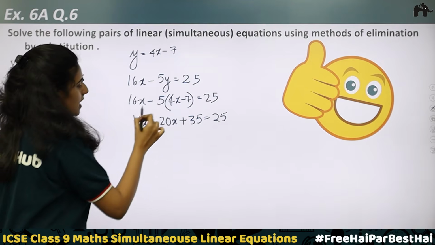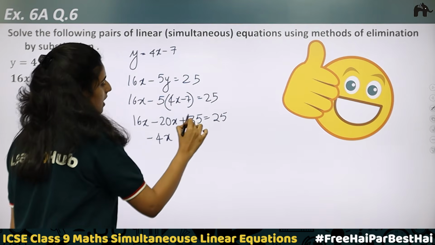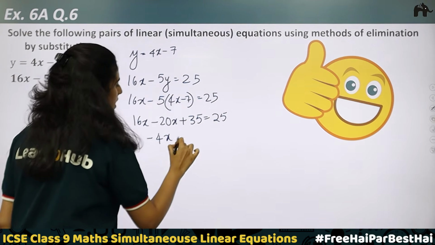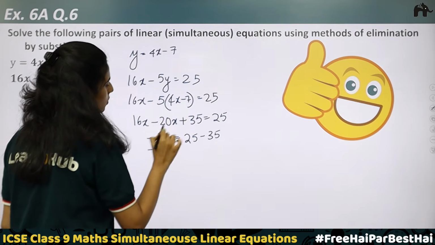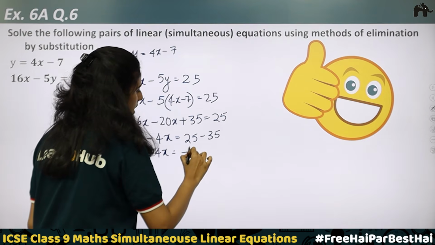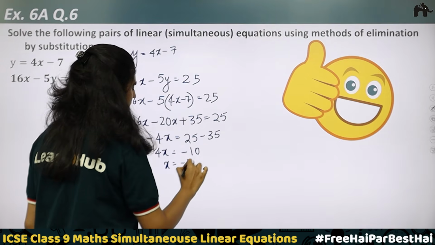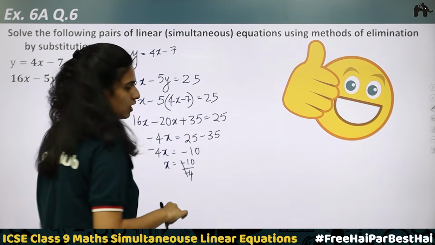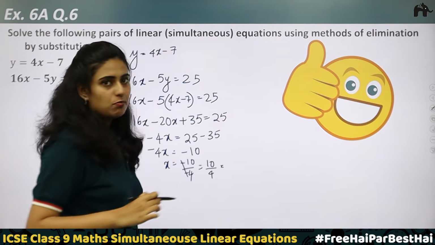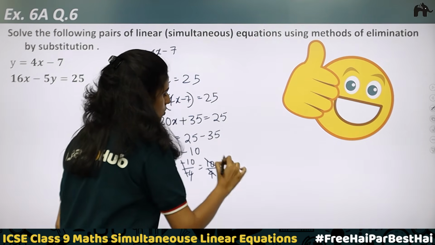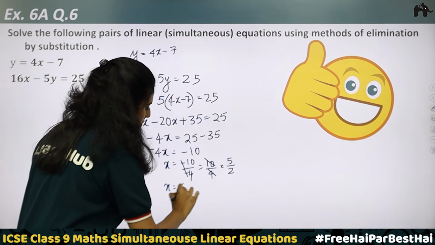Okay. So 16x minus 20x, how much do we get? 16x minus 20x is minus 4x. Taking this 35 to the opposite side, it is equal to 25 minus 35. So minus 4x is equal to 25 minus 35, you will be getting minus 10. Okay. Then x is equal to minus 10 divided by minus 4. Negative signs can be removed from the numerator and denominator. Then we have 10 by 4. What is 10 by 4? Dividing with 2, you get 5 by 2. So the x value is equal to 5 by 2.